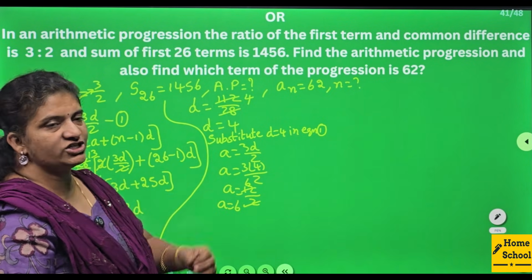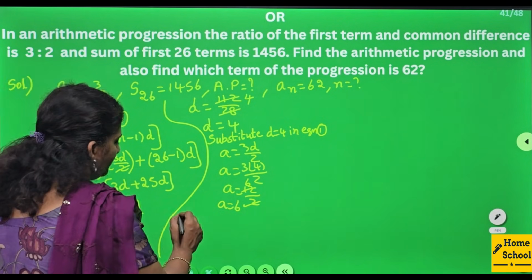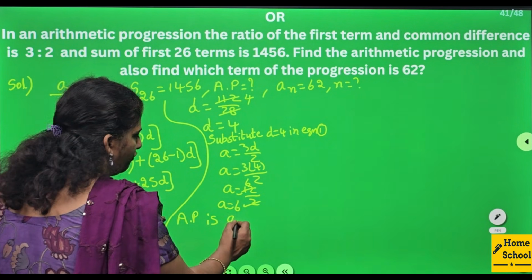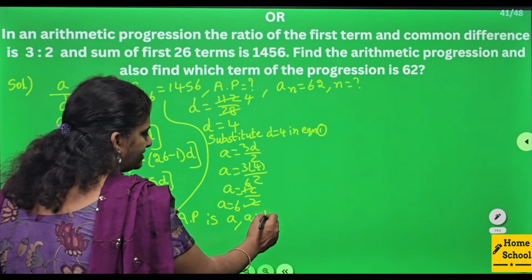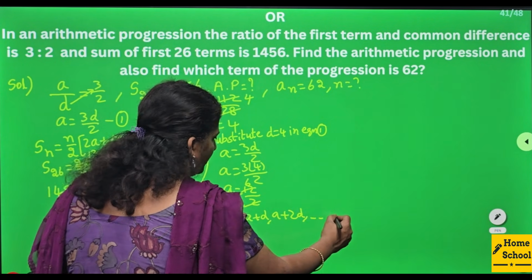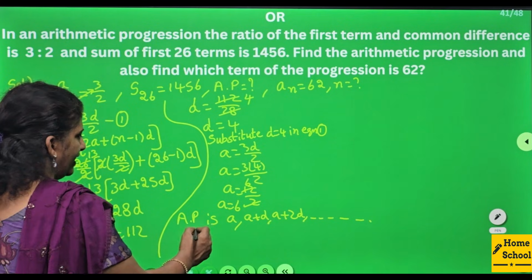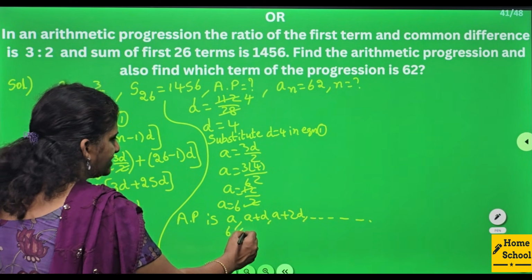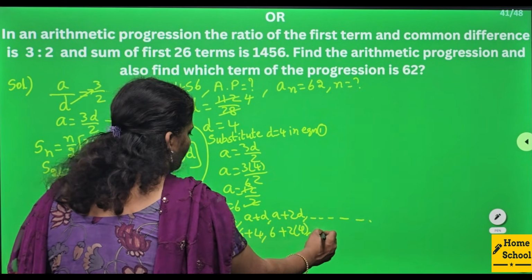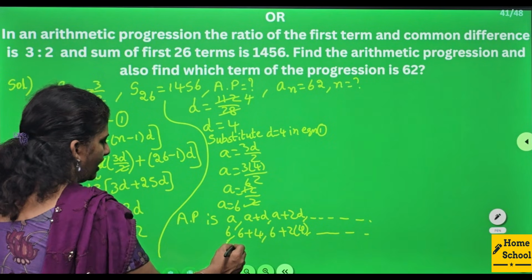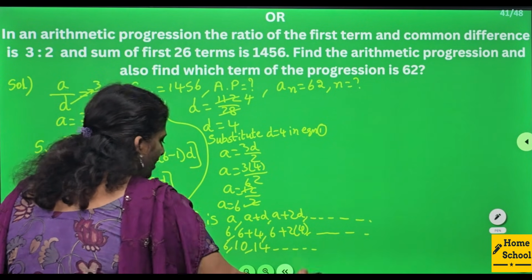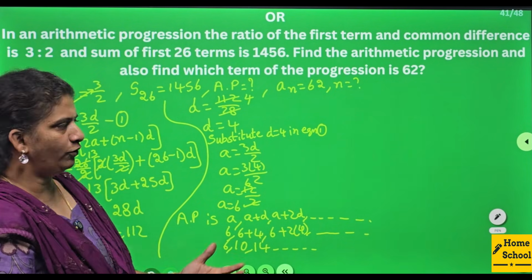What is your first question? Find the arithmetic progression. Therefore, the arithmetic progression is, write the general form, A, A plus d, A plus 2d. If you want, you can write A plus 3d also, but I will put here so on. Substitute A and d value. 6, 6 plus 4, 6 plus 2 into 4. Now 6, 10, 14, so on is the required arithmetic progression.